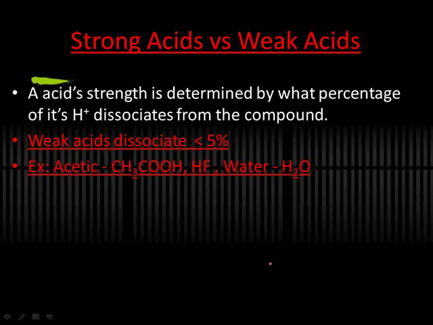Acetic acid would be an example of one. In vinegar, there's very little of the actual acid. Most of it's still in the CH3COOH form. I think only 3% of it has that H detached and become H plus. Other weak ones are water, which can be both an acid and a base, and hydrogen fluoride, also weak. Strong acids, on the other hand, dissociate fully or completely.